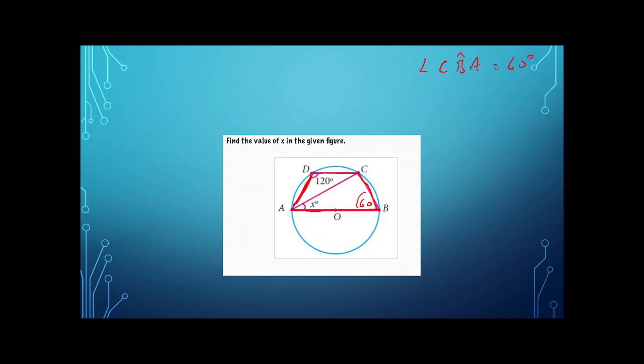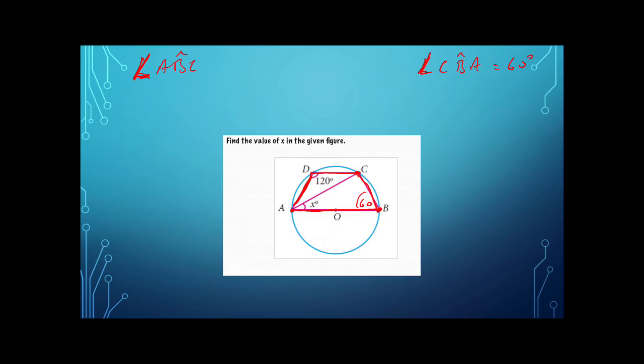Notice how I've lettered those. It's CBA, and that's that angle. You could have written it as angle ABC also, as long as the B is in the middle there. That probably should be more of an angle there than a letter L. Okay, so that's 60 degrees.